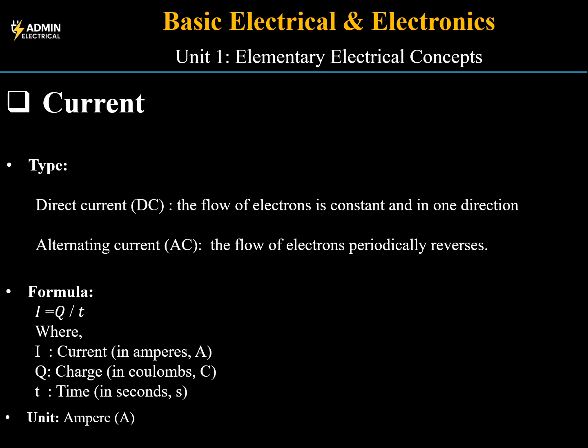The formula for current is I = Q/T, where I is the current in amperes, Q is the charge in coulombs, T is time in seconds. So, current is just how much charge flows in a given time, and the unit of current is the ampere, or simply amp.